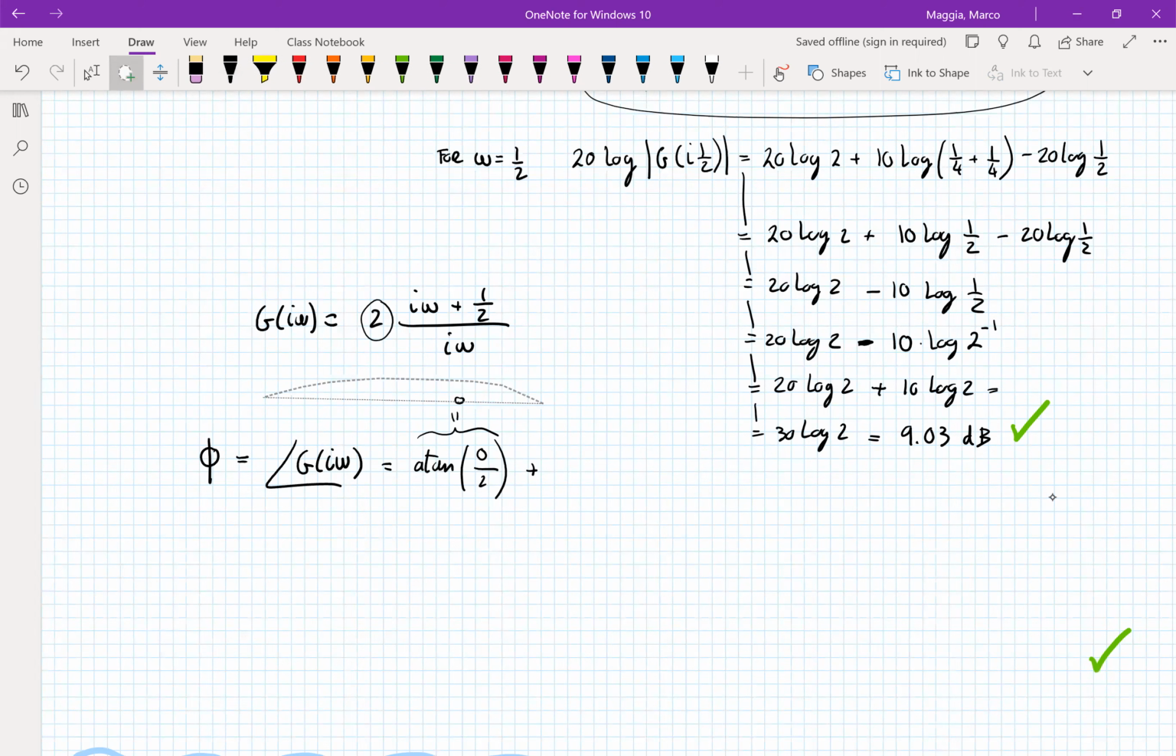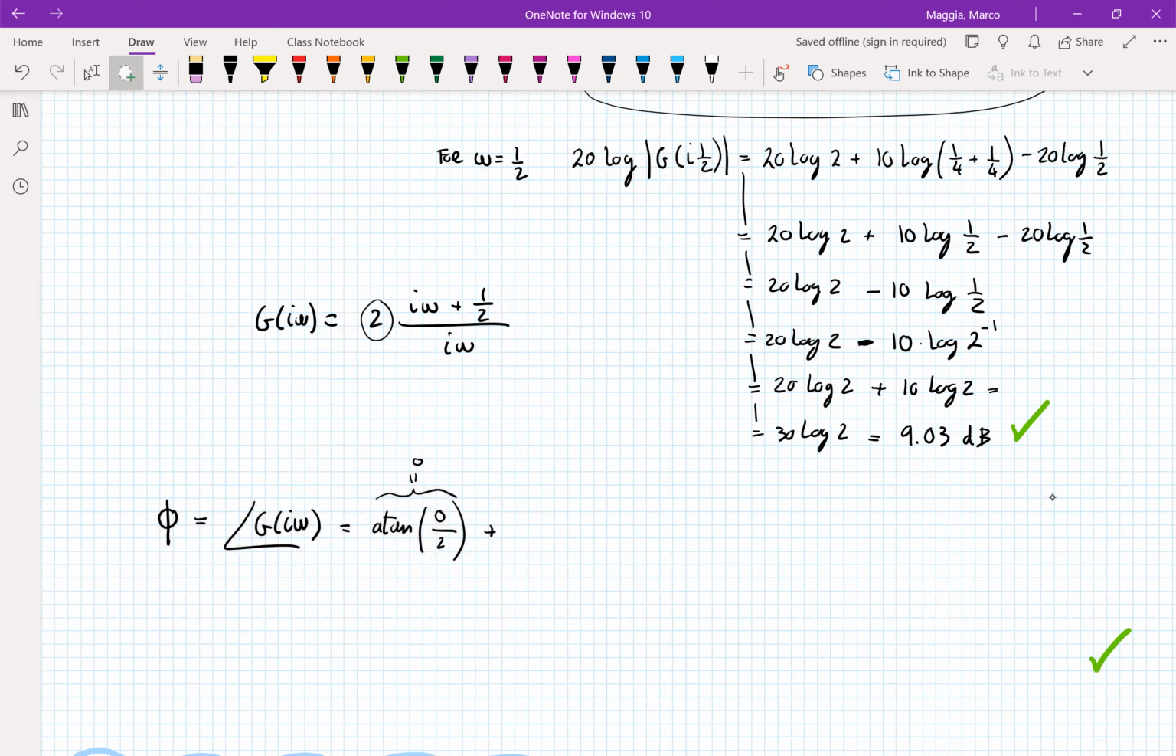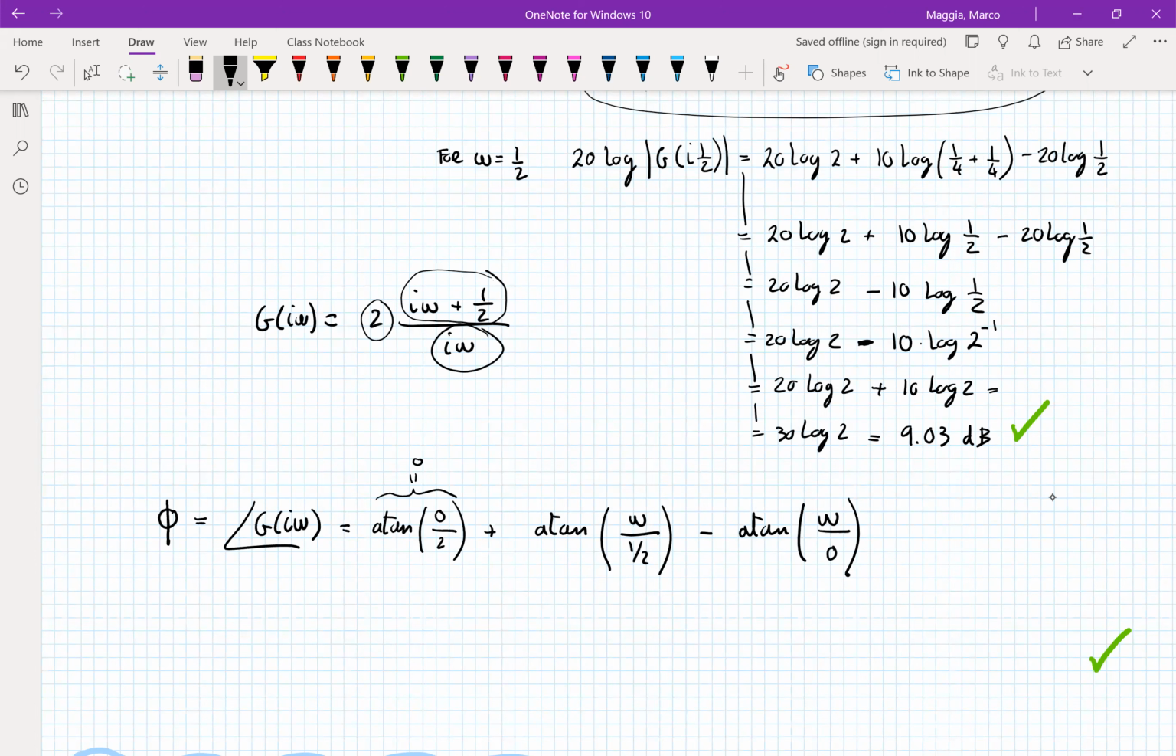Plus arctangent. So now we have this term over here. Imaginary part is omega divided by the real part, which is 1/2. And then we have minus. Now we're focusing on the term at the denominator. Arctangent of imaginary part, which is omega, divided by 0. Now omega is a positive number. Therefore, arctangent of something positive divided by 0 tends to 90 degrees.